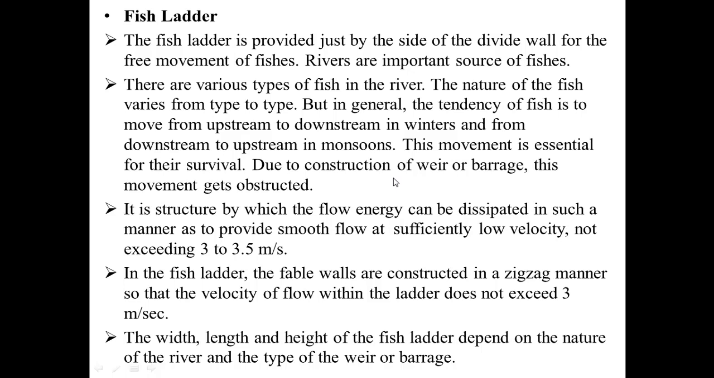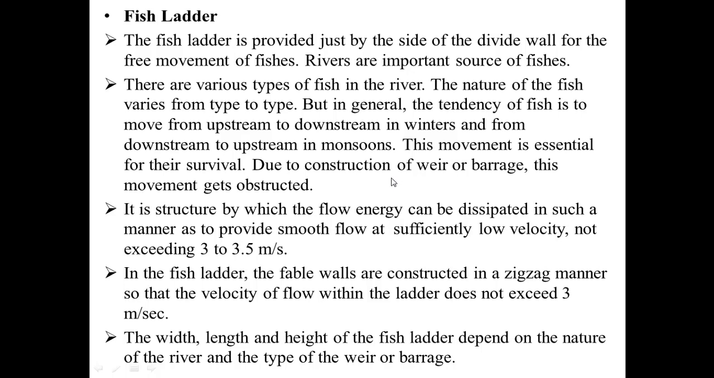As we all know, there are different types of fishes, but generally the fishes move from the upstream side to the downstream side in winter seasons, and from the downstream side to the upstream side in monsoon season. And when we construct a weir or a barrage, their movement gets obstructed. So for this reason, a fish ladder is provided so that they can easily move from upstream side to downstream side or from downstream side to upstream side.